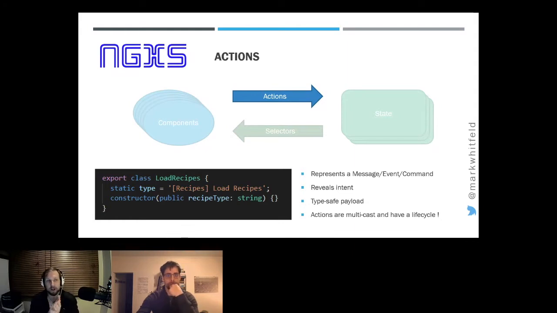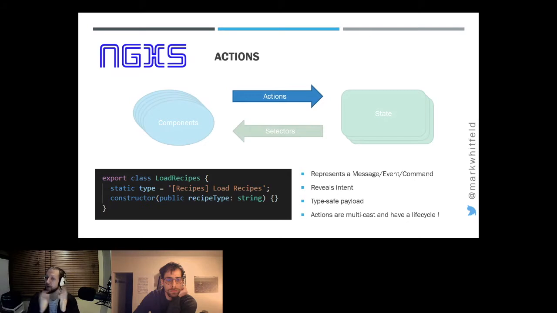So in NGXS, we have actions. Now, in NGXS, an action is represented by a class. You can see there, I have a class called LoadRecipes. It's got a static type, and that type is basically to identify the action and also to help you as a developer recognize the action when you come across it in logs or whichever plugins you're using. And in the constructor there, you can see that it's got a payload, which is the recipe type. So I'm wanting to load all the recipes of that type. So that class represents my action.